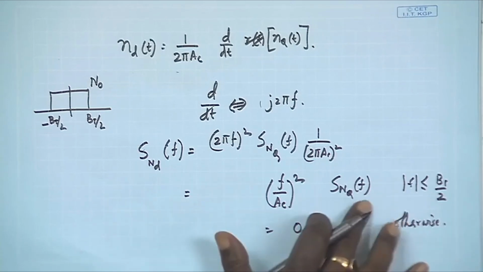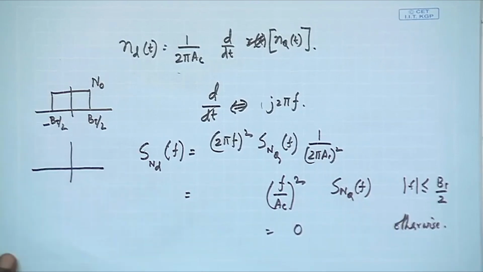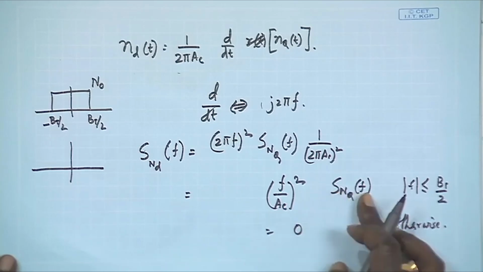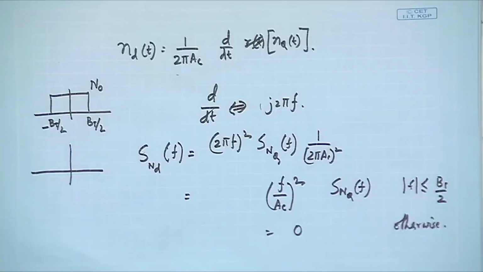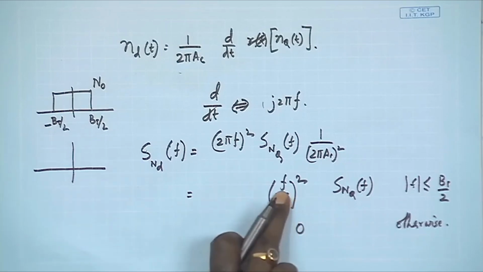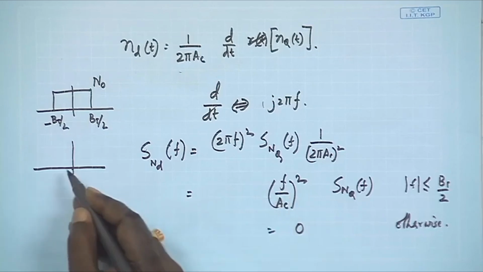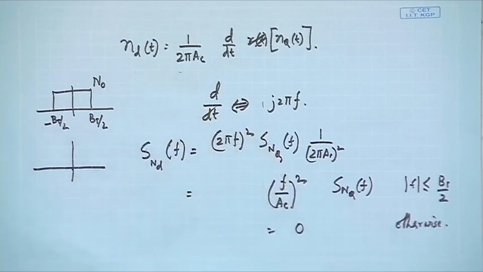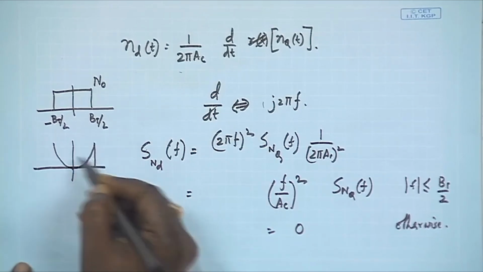So, can I now plot this? If I plot this, S_NQ f is something like this, which is constant between minus Bt by 2 and plus Bt by 2, but S_ND f has an f square. So, at frequency 0 it must be 0, and then it should have a parabolic shape. So, it must be something like this.